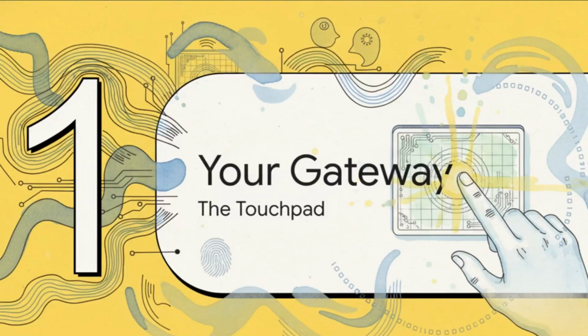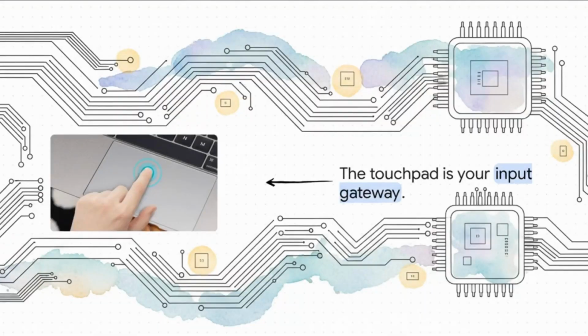Okay, Section 1, your gateway, the touchpad. Let's dive right into this, starting in the tactile world, right at the starting line. A touchpad, or a trackpad or a glide pad, acts exactly like a traditional mouse, but it's built directly into your laptop. As your finger glides across the surface, it maps your physical intention into digital movement. It's your literal input gateway. It's how you hand your instructions over to the machine. But once you tap or swipe, where do those instructions actually go?